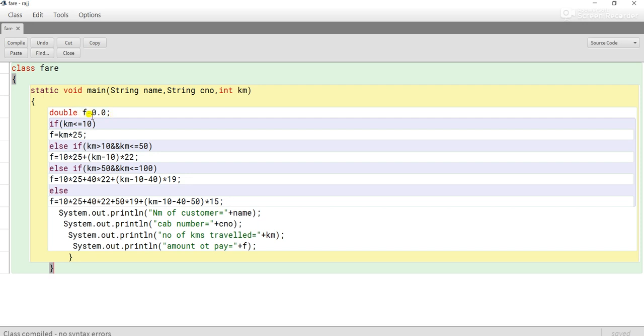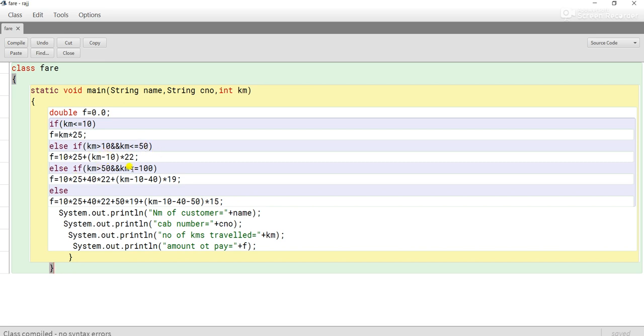Then the compiler provides 8 bytes of memory for f. Into that the default value 0.08 is stored. Now the compiler first substitutes the corresponding value of km, which we inputted before execution of the program. So 150 less than 10 is false, so this block does not execute. Again 150 greater than 10 is true, but 150 less than 50 is false. The AND operator states that if any one condition is false, the result is false. Due to that it won't execute this block.